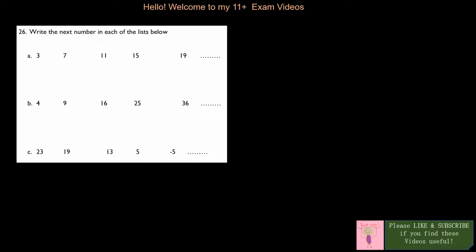Write the next number in each of the lists below. So what is going to be the next number? 3, 7, 11. 3 plus 4 is 7, 7 plus 4 is 11. So we are doing plus 4, plus 4, plus 4, plus 4. 19 plus 4 is 23. So that's your answer.